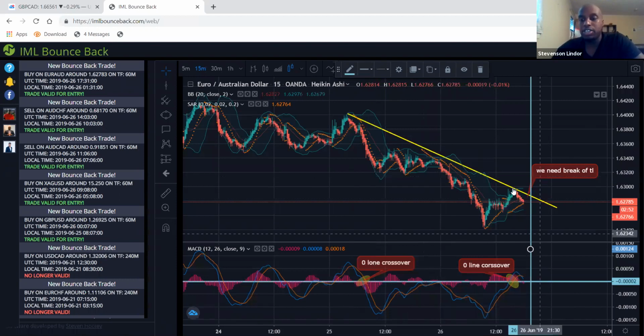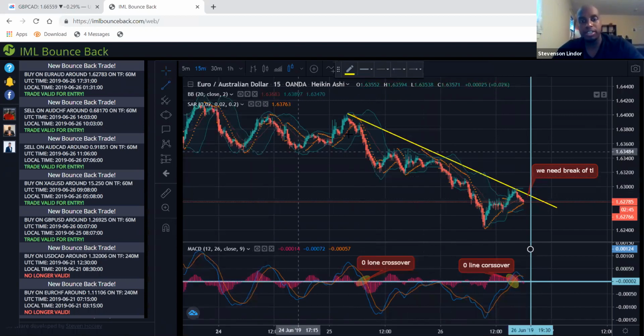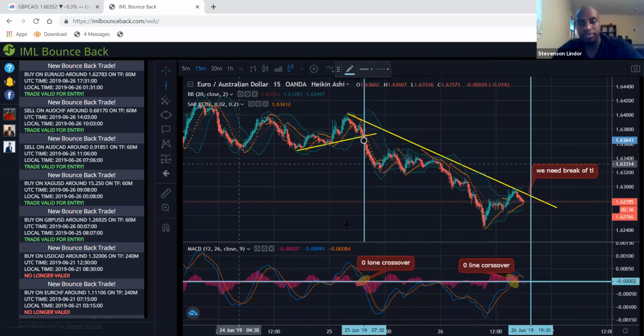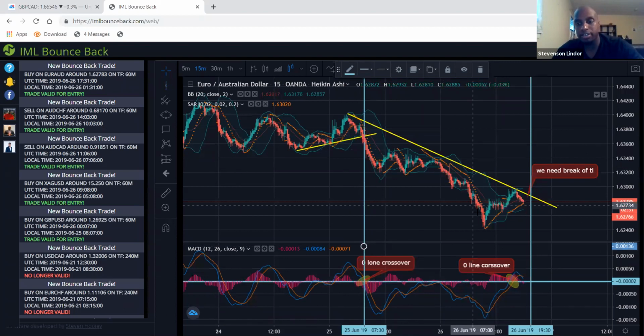So for example, when this downtrend truly happened, notice you had this small uptrend, and then it wasn't until the break here that the true downtrend began. So we need a break of this trend line and a MACD crossover in order to get that true uptrend. You can't have one without the other.